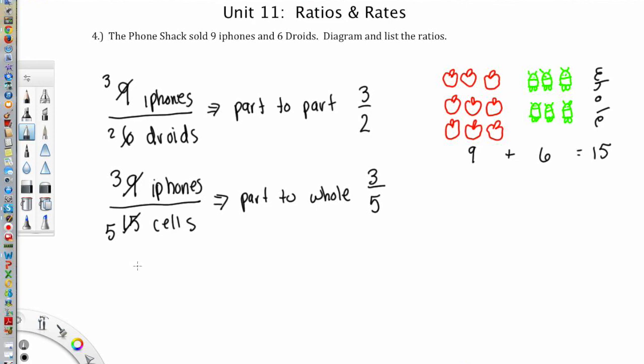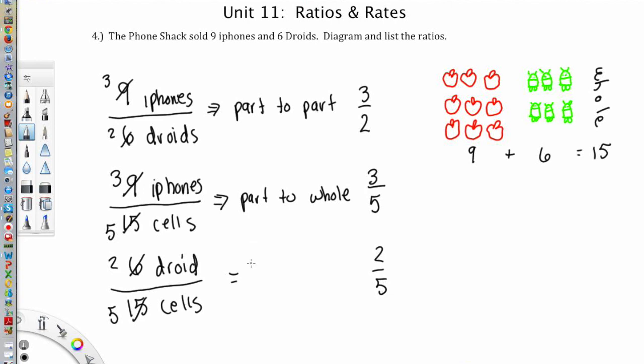And we can also take a look at Droids, compare the number of Droid phones to the total number of cell phones, which is a 6-to-15 ratio, and we can reduce this down to 2 out of every 5 phones sold at the Phone Shack were Droids. And this is a part to whole, because I'm comparing one part of my total group of phones sold to the entire group. You guys should be pros at the basics of ratios.